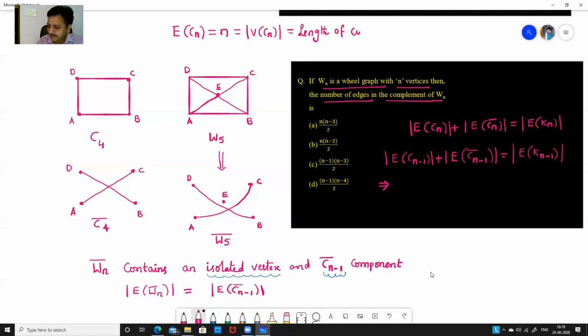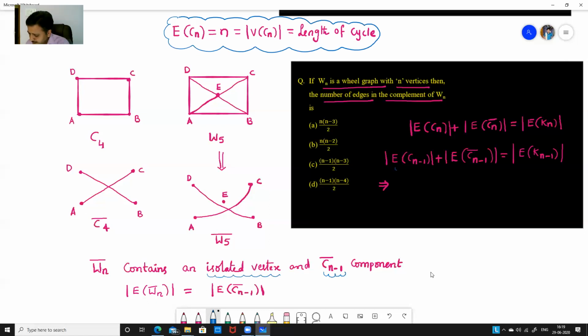Length of cycle. This is a basic principle in cycle graph, right? Please remember that. The basic principle in the cycle graph. Correct? Now by using that, number of edges in Cn minus 1, how many we have? Obviously it is n minus 1. Therefore we can write it as n minus 1.